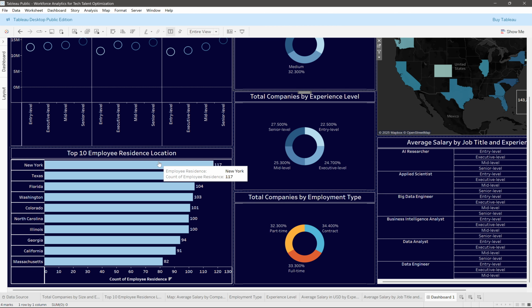Another one is the top 10 employer residence locations, which are states: New York, Texas, Florida, Washington, going down to Massachusetts. So let's dive into this dashboard and see what the salary analytics by job title and experience level mean, along with salary differences by employment type, company hiring patterns by experience level and company size, geographic locations, and remote work influence. Let's move into each one and uncover what the story tells us.